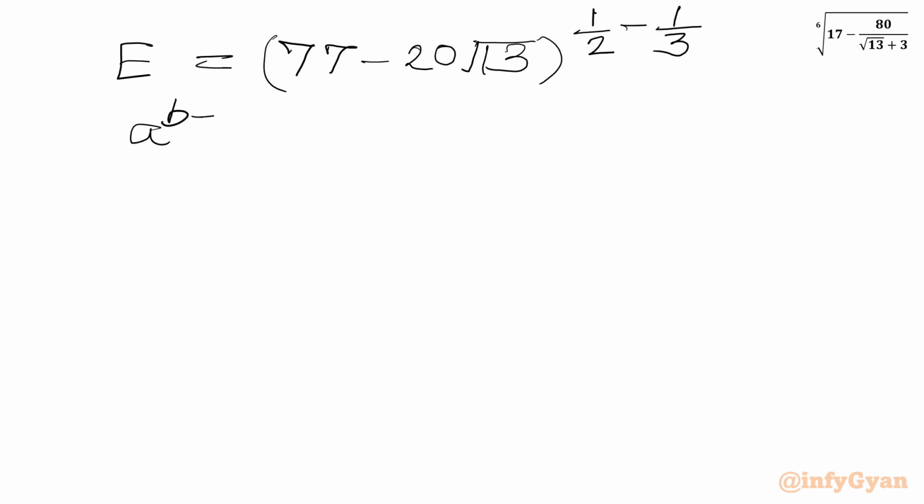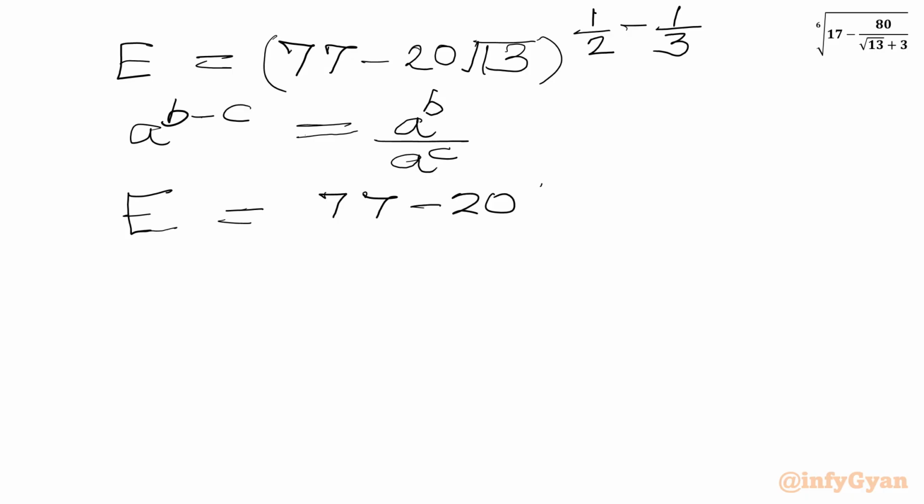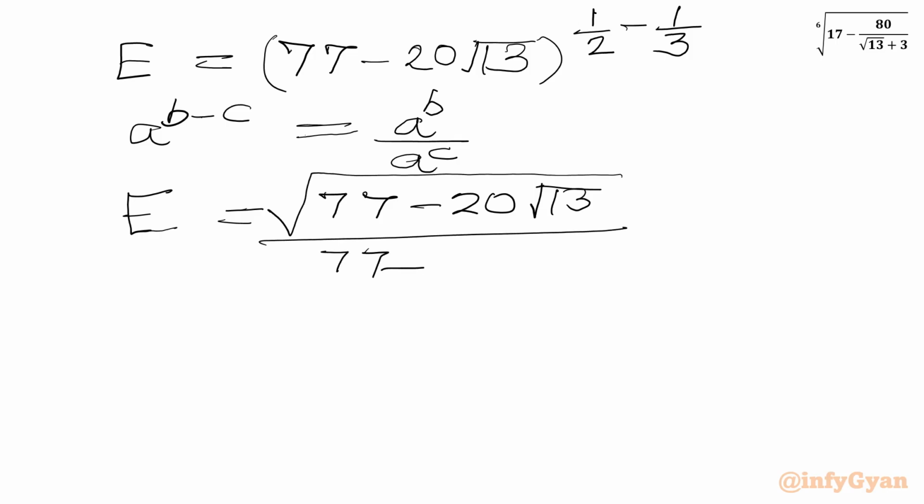Now a power (b minus c) will be equal to a power b over a power c. So I can write expression E will be (77 minus 20 square root 13) whole power half, we can consider square root, over (77 minus 20 square root 13) whole power 1 over 3. So I can write here cube root. Now we have to evaluate square root and cube root separately. So let's begin with the numerator.